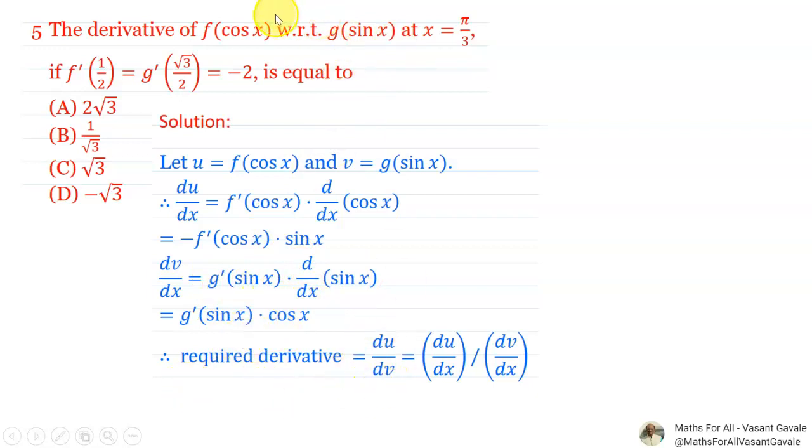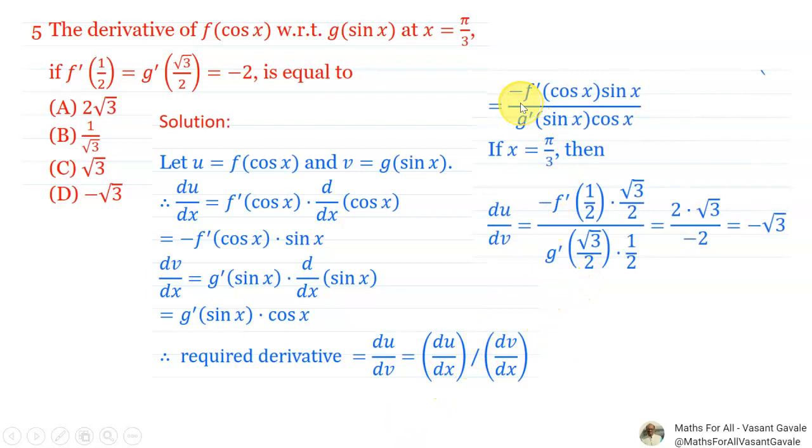The required derivative then again, du by dv, that is the derivative of first with respect to second म्हणजे काय the du by dv is equals to du by dx and this whole divided by dv by dx, and then you will get here minus f dash of cos x into sin x upon g dash of sin x into cos x. Okay, at x is equals to pi by 3, f dash of, that is the cos of x means what, cos of pi by 3 ची व्हॅल्यू किती येणार तर 1 upon 2 येणार. Therefore f dash of 1 upon 2, sin of pi by 3 is root 3 by 2. Next, g dash of sin x means what, g dash of sin of pi by 3 is root 3 by 2 and cos of x is 1 upon 2.